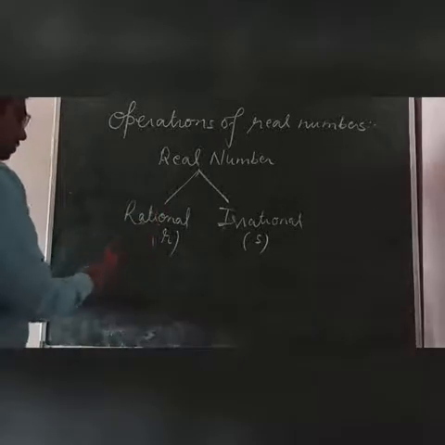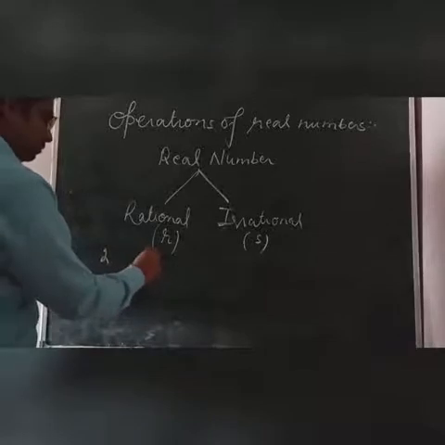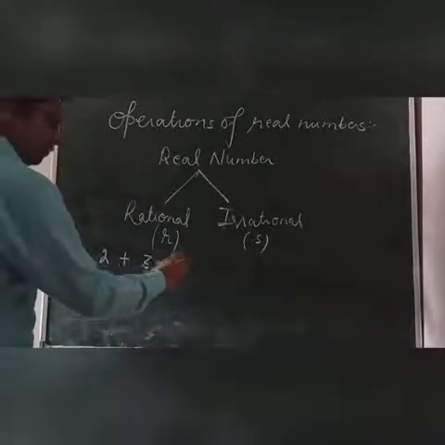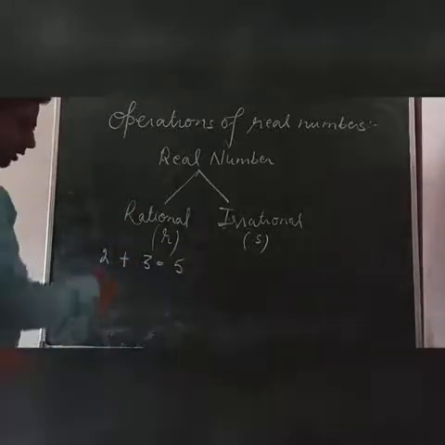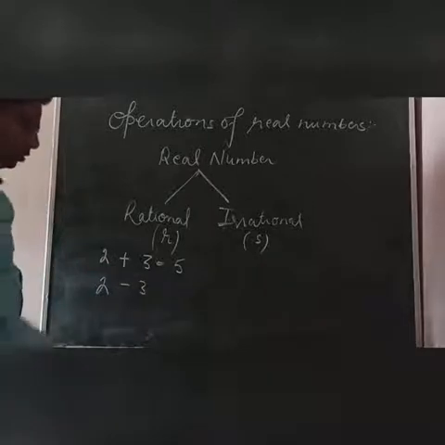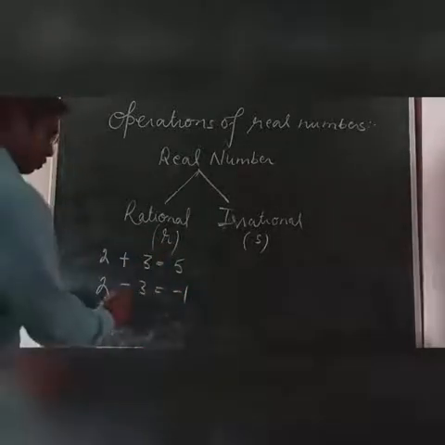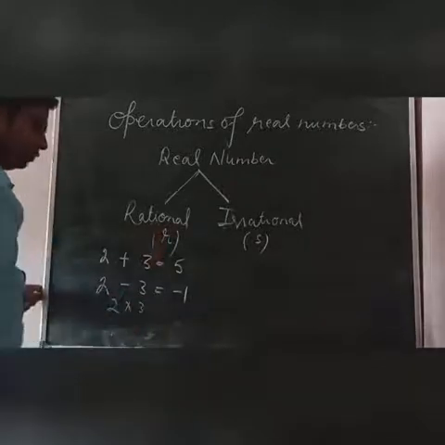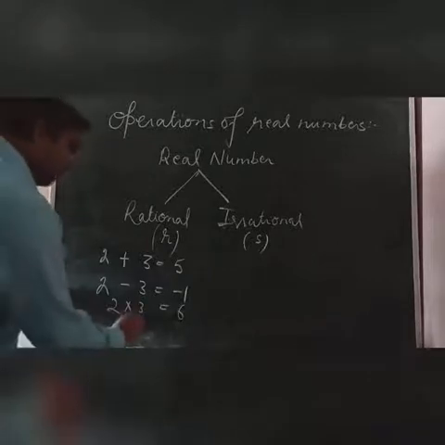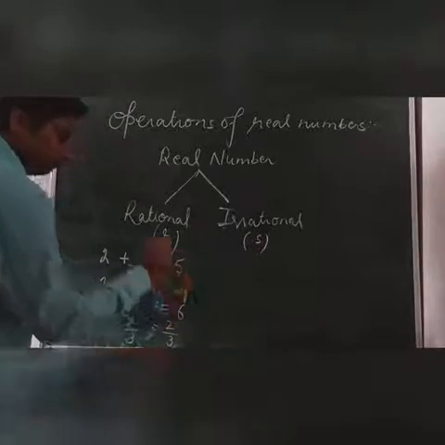For example, I am taking two rational numbers, 2 and 3. So 2 plus 3 equals 5. 5 is also a rational number. If you take 2 minus 3, you get minus 1. It is also a rational number. 2 into 3, you will get 6. 6 is a rational number. 2 divided by 3 is 2 by 3. It is also a rational number.